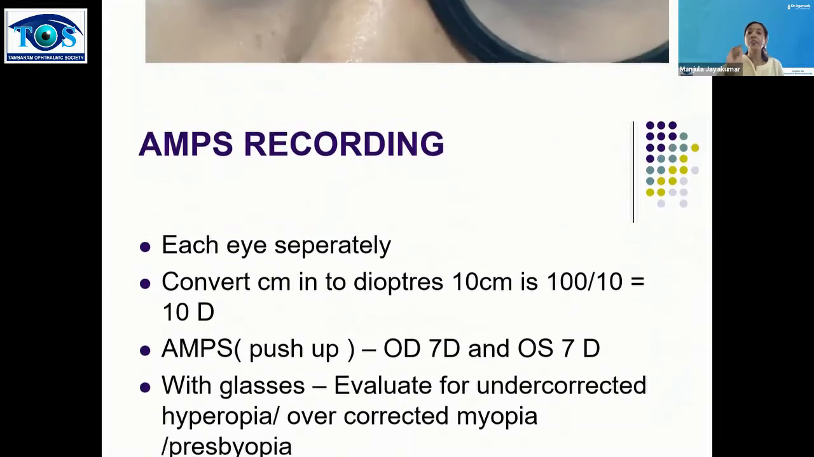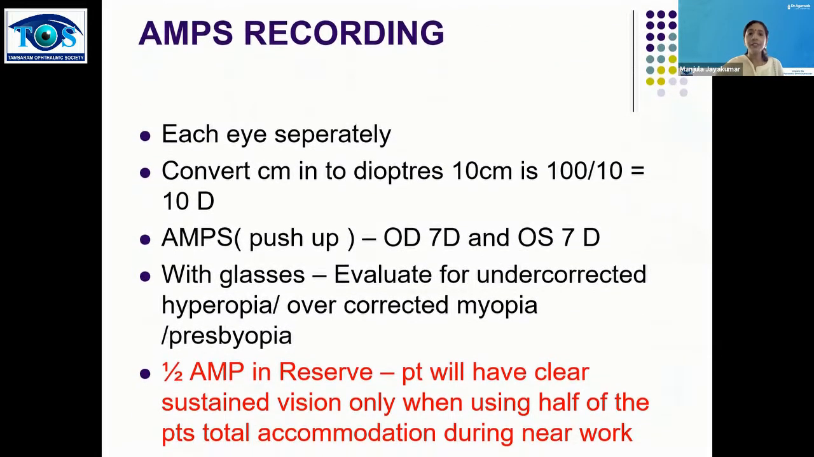The same thing you can do with your RAF ruler also. I use any of the two. You can use the RAF ruler or you can use your near vision chart. Convert your centimeters into diopters. The only advantage is your RAF ruler will give it to you in diopters itself. You measure the amplitude of accommodation in diopters and record it in each of the eyes.